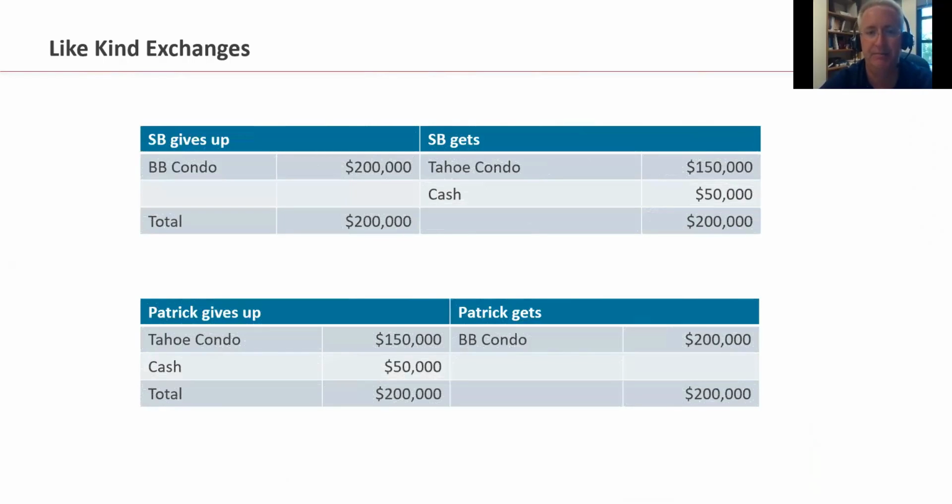So first, SpongeBob. SpongeBob gives up a condo, fair market value 200,000. What's he get? He gets a Tahoe condo worth 150 and cash of 50. Patrick gives up the Tahoe condo plus cash of 50. He gets the Bikini Bottom condo for 200,000.